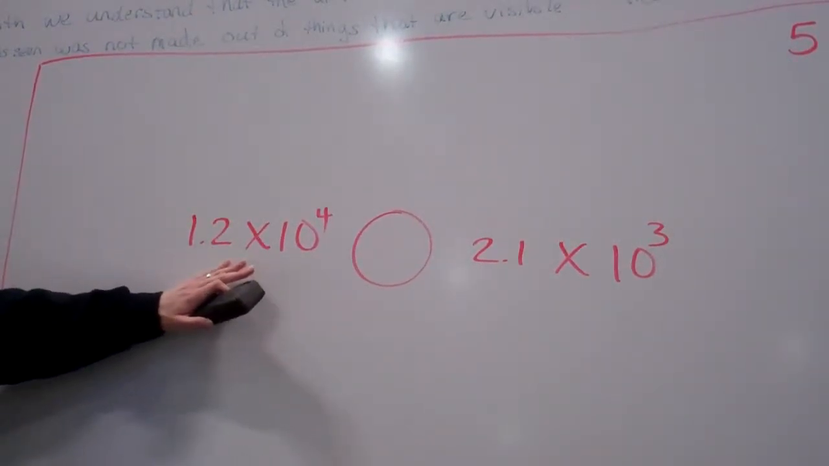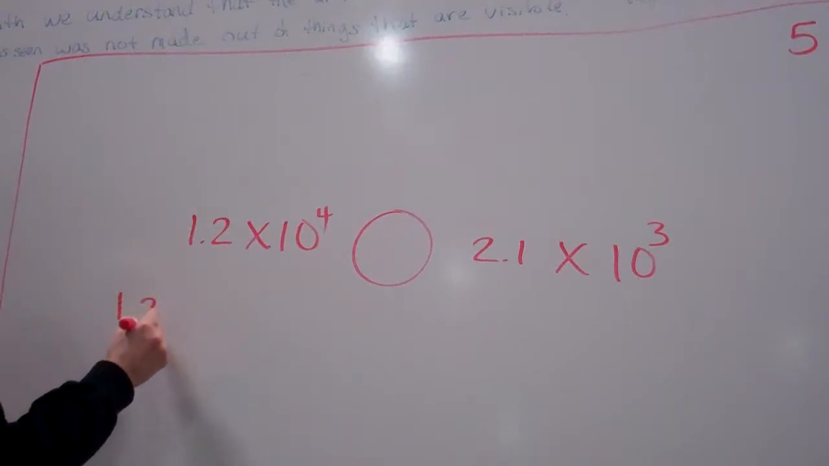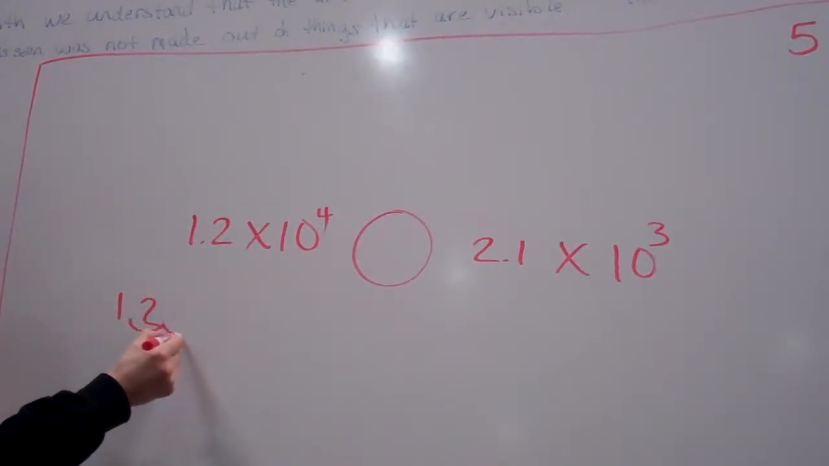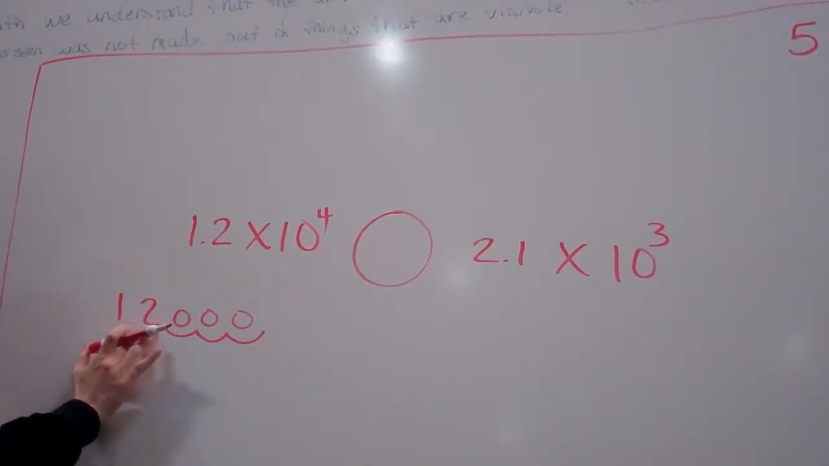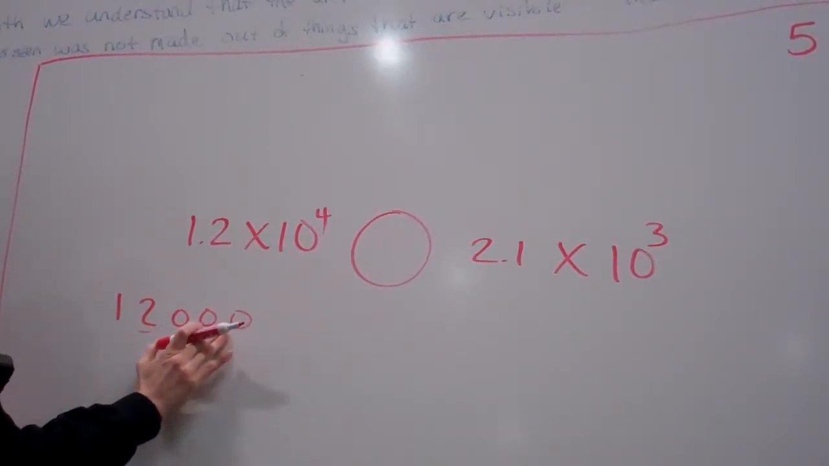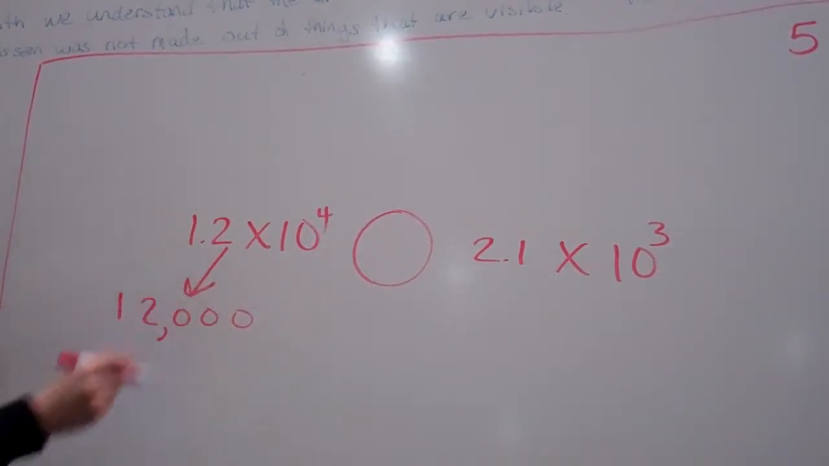Brookeann, what would this one end up being? Take the decimal 4 times to the right. So what would that end up giving us? 12,000. So that converted into a standard number is 12,000.